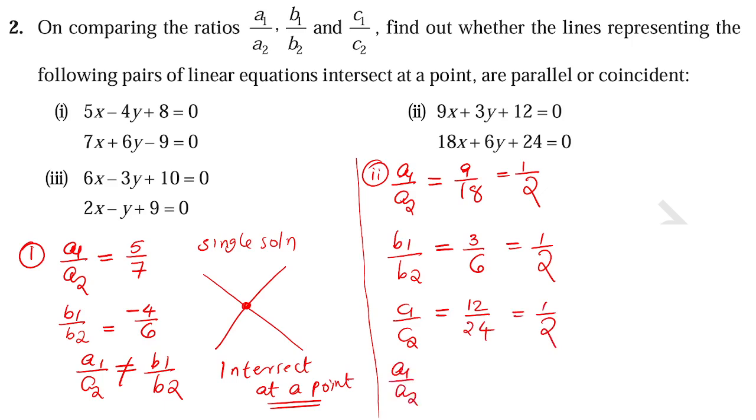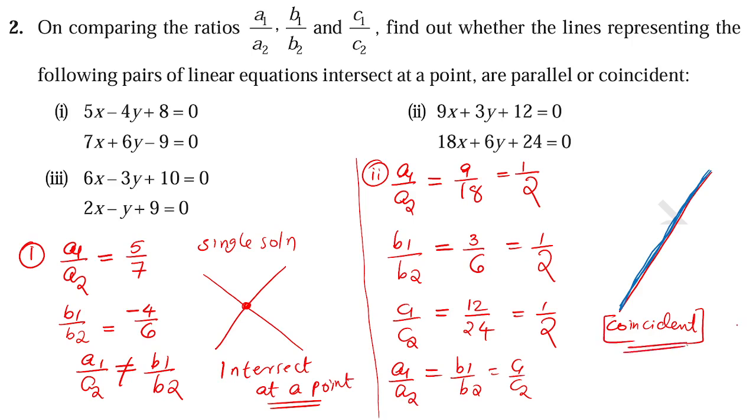All the ratios are equal. A1 by A2 equal to B1 by B2 equal to C1 by C2. Infinite number of solutions. The lines will be coinciding. Understood? So coincident. This is the answer. Okay, please write down.